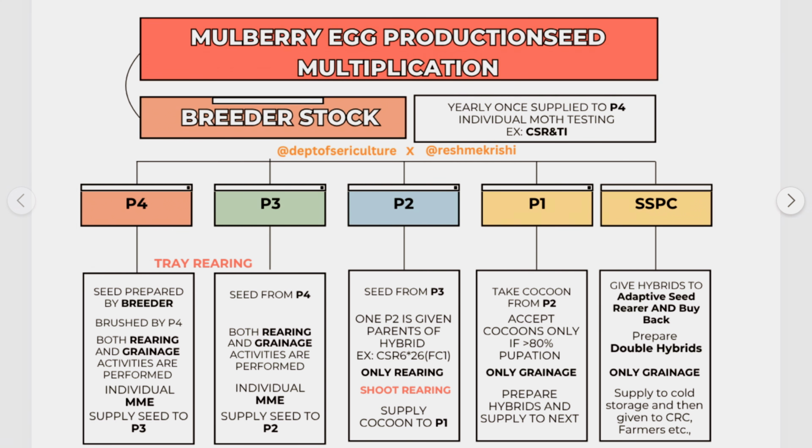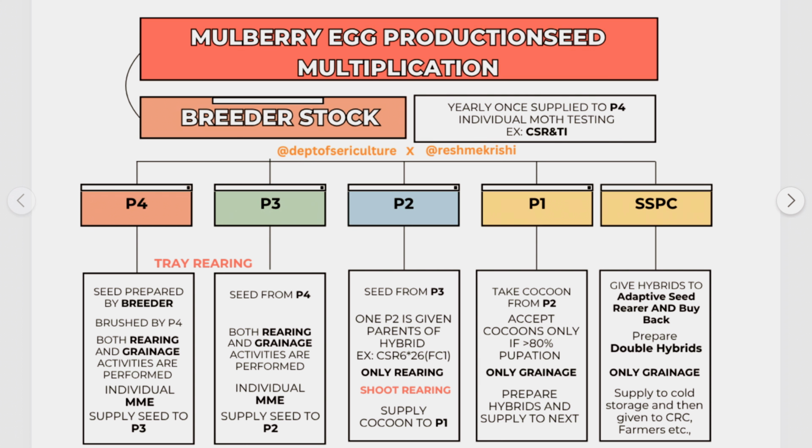sericulture. So we see here mulberry egg production or seed multiplication has different namings. We can see breeder stock, P4, P3, P2, P1, SSPC, etc. So what do these mean and what are their jobs? Let us know in detail.